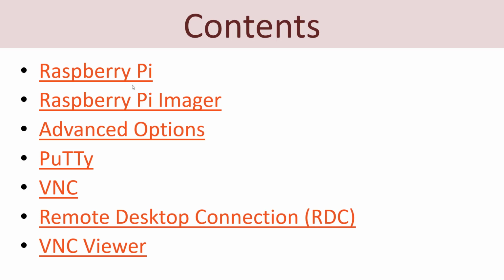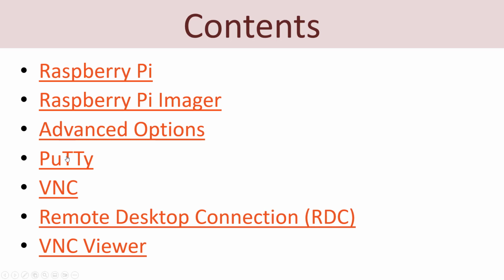So this is the content of this tutorial. First, a short introduction to Raspberry Pi. Then I will use the Raspberry Pi imager in order to install the Raspberry Pi operating system on the micro SD card. I'll also show the advanced options that you can use in combination with the Raspberry Pi imager.